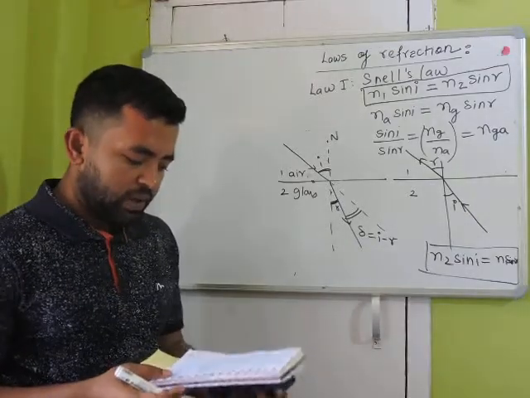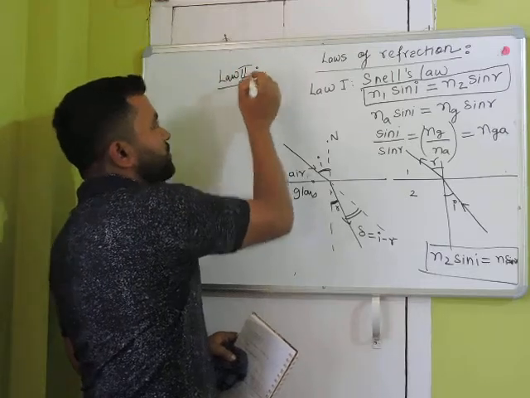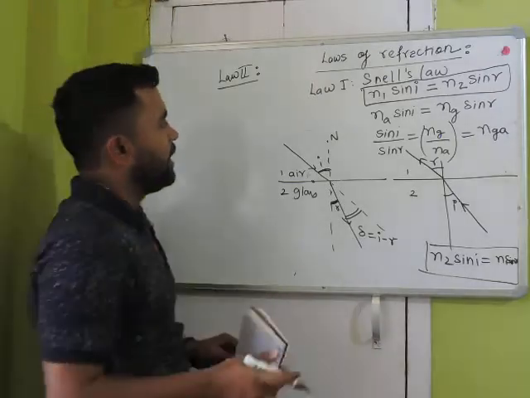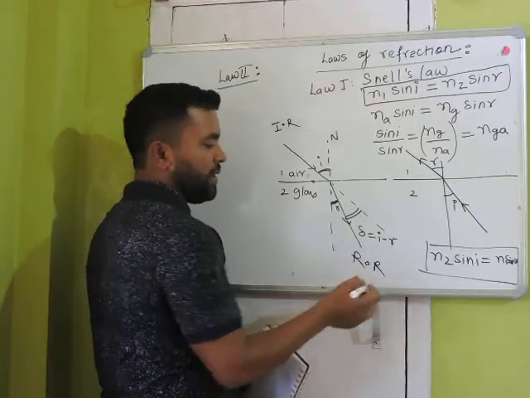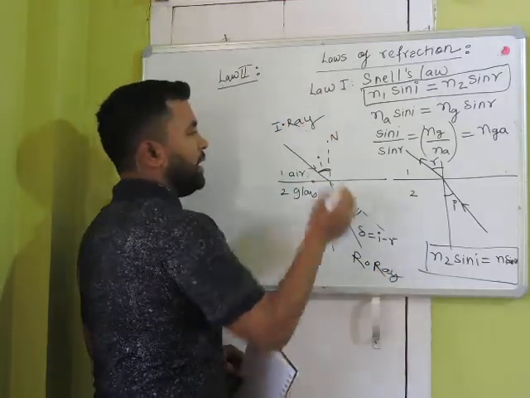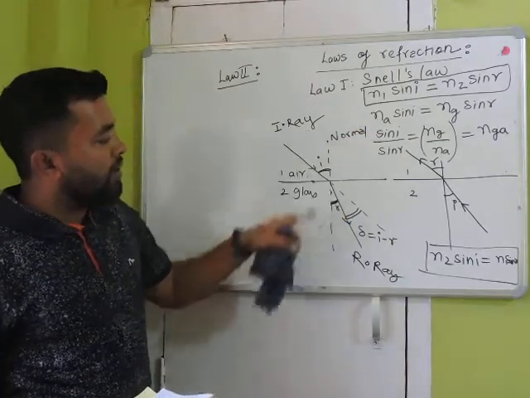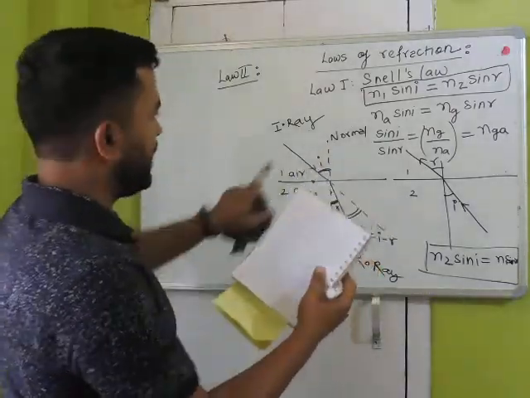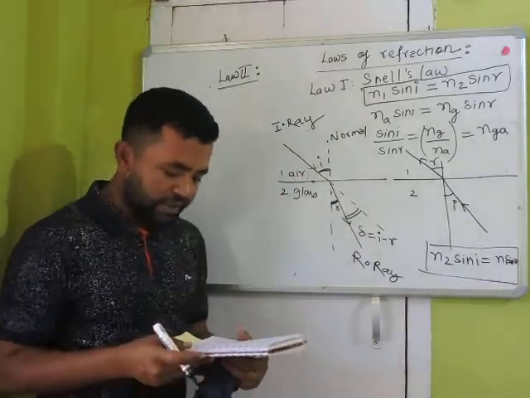Okay, now the second law of refraction. The second law of refraction says that the incident ray and the refracted ray, this is the refracted ray, R means ray, I am writing, this is the incident ray, this is the refracted ray, and this is the normal. So the second law says that the incident ray, normal and refracted ray lie in one plane. Plane means if you take a photograph, then all will come in the same photograph, in one plane only. Okay, that is the second thing.